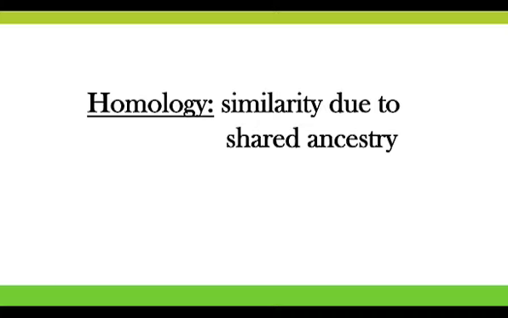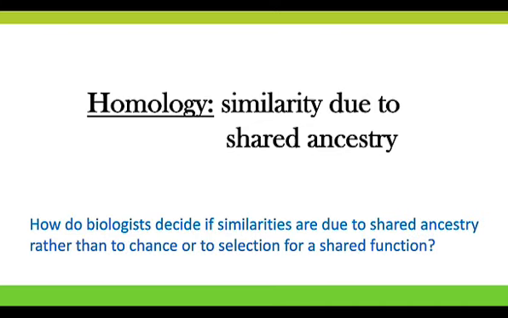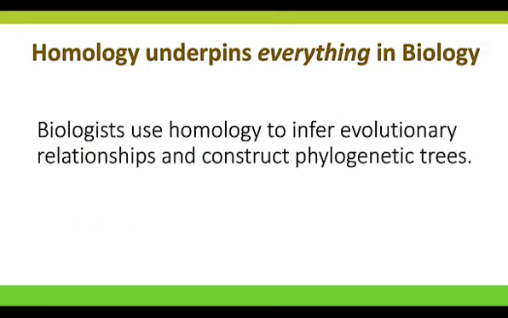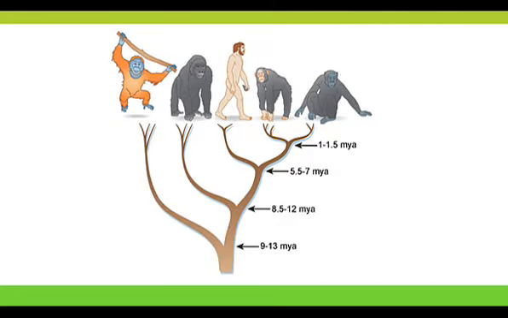Now, okay, so homology is similarity due to shared ancestry. Now, how do biologists decide if similarities are really due to shared ancestry rather than to chance or to selection for a shared function? Well, we'll talk about this quite a bit in class, but I'm not going to talk about it now. I just want to point out that homology underpins everything in biology. Biologists use homology to infer evolutionary relationships and to construct phylogenetic trees that show evolutionary relationships.